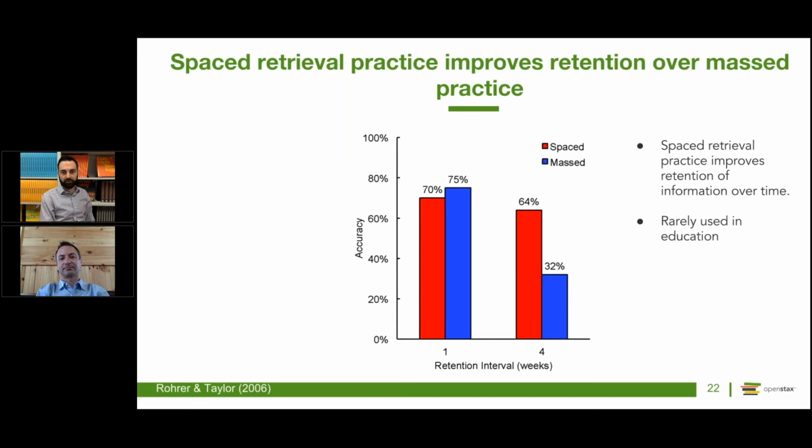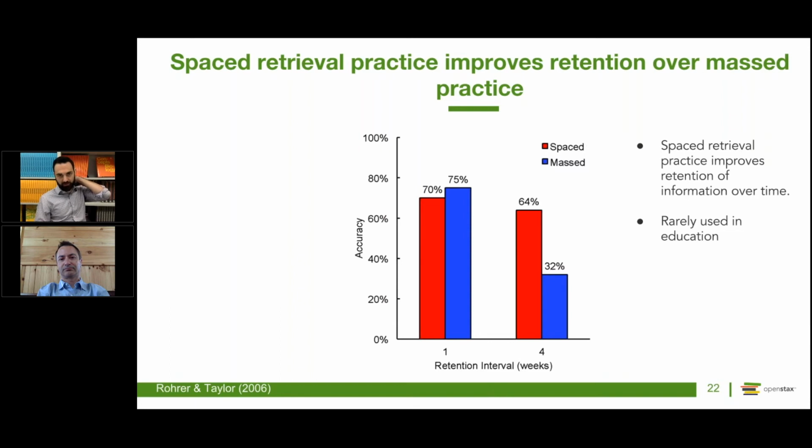The literature on spacing is quite old, and it's a very robust and reliable effect. When you distribute learning over time, it produces more learning, better long-term retention than when you mass it into a single episode. Here's one example from Rohrer and Taylor in 2006. They had students practice retrieval in 2 separate episodes separated by a week. That's the spaced condition. Or in a massed condition, they practiced all of the problems in one single episode, and then they brought them back for a final assessment later on, either 1 week or 4 weeks later.